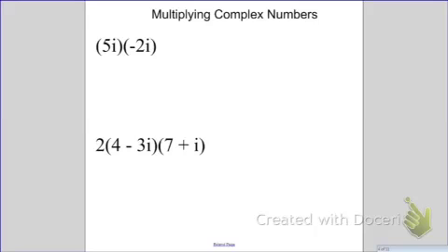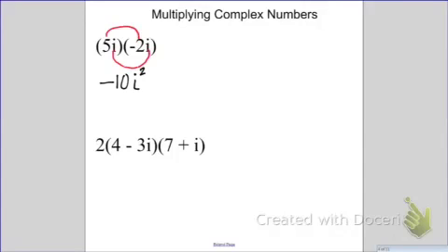There you go. Now let's talk about multiplying. In multiplying, we multiply the constants and we multiply the i's. So we're going to multiply 5 times 2, and we're also going to multiply i times i. That's going to give us negative 10, and i times i is i squared.